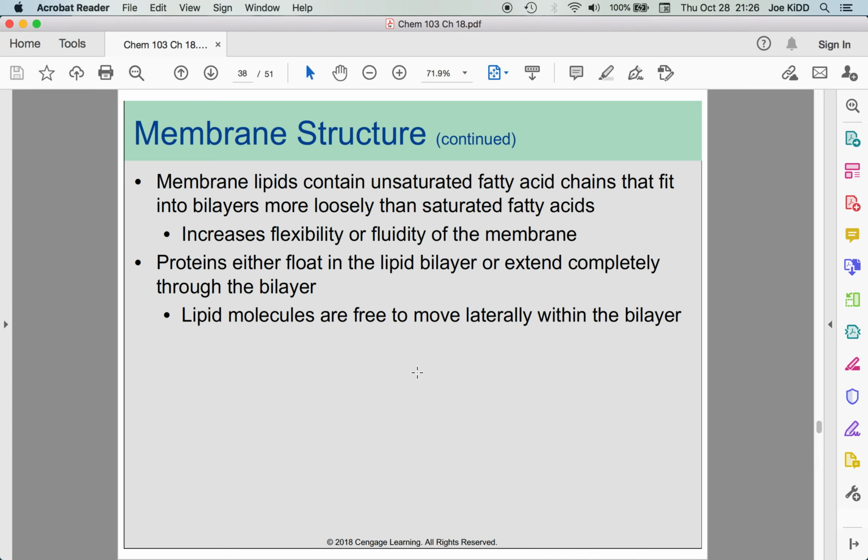The flexibility of these lipid bilayers also extends to the ability for them to move laterally against each other. So they shift, just like you would slide your hands on top of each other. The membranes can do that too. They float along that bilayer.